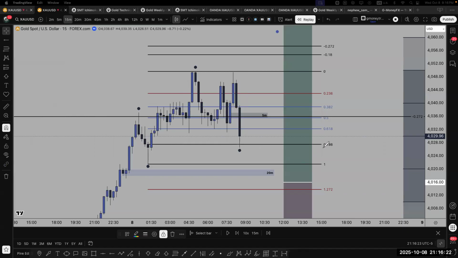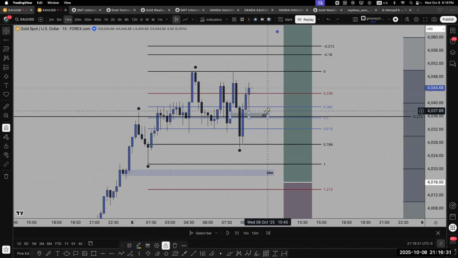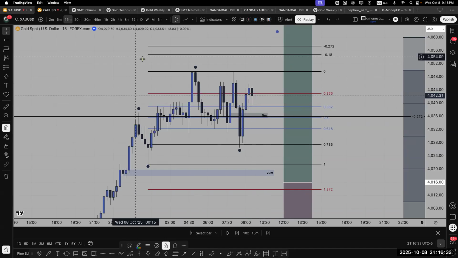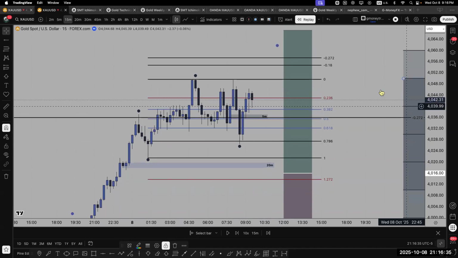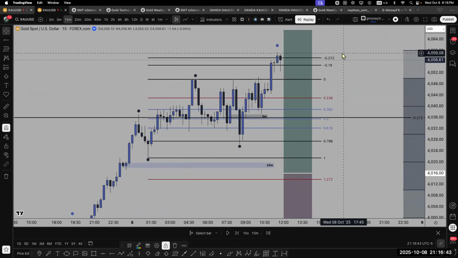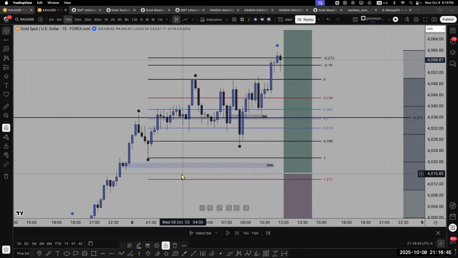It was about right below, right at 78%. Would have been a great entry, buy low. And then from here, a first take profit could have been the 272. Then we can take it all the way up to the extensions as usual. It took a while, but there it went. It went as high as 460, and the move was over from there.